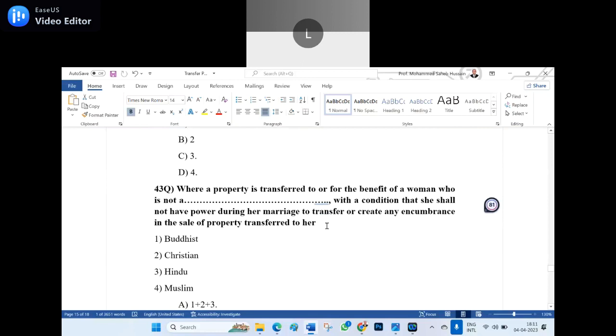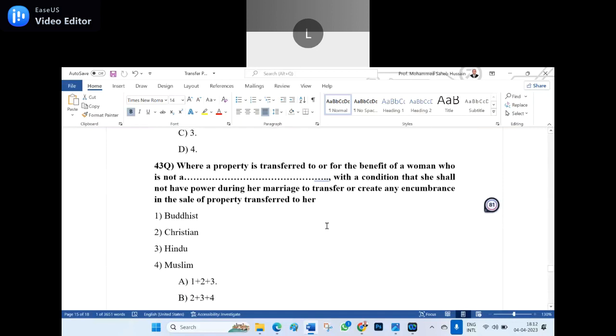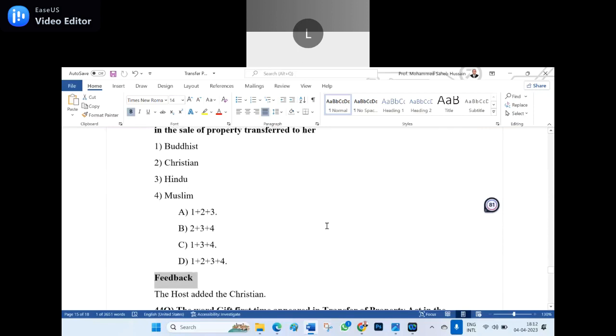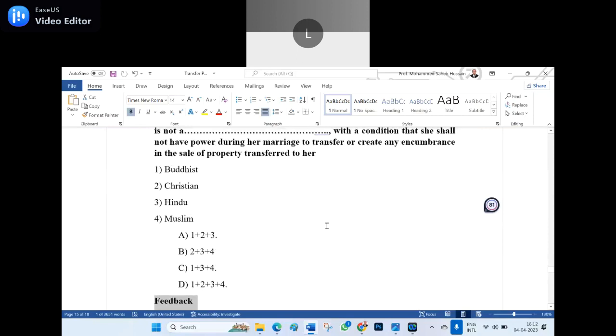Where a property is transferred to or for the benefit of a woman who is not a dash, with a condition that she shall not have the power during her marriage to transfer or create any encumbrances in the sole property transferred to her. Number 1, Buddhist. Number 2, Christians. Number 3, Hindus. Number 4, Muslims. Options here I have given: A, 1 plus 2 plus 3. B, 2 plus 3 plus 4. C, 1 plus 3 plus 4. D, 1 plus 2 plus 3 plus 4.